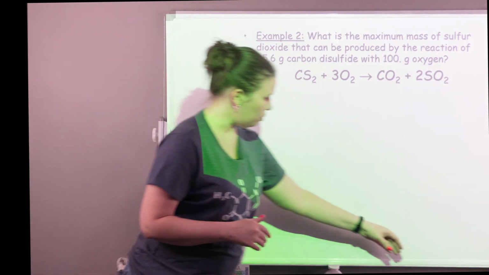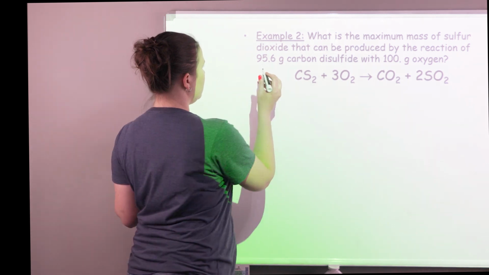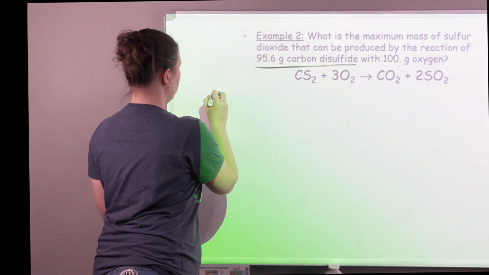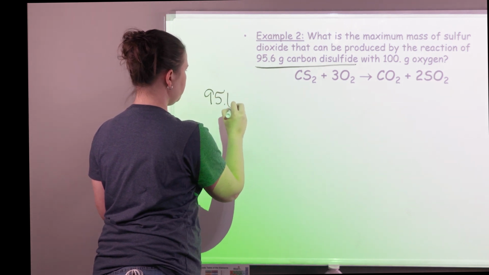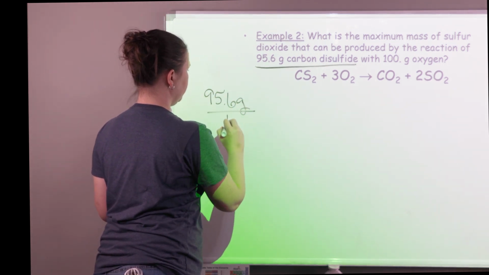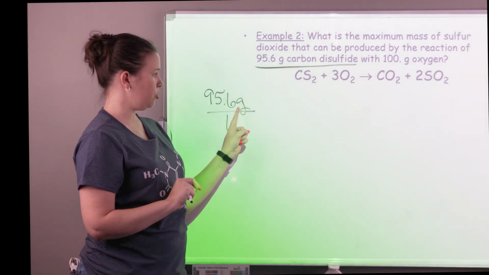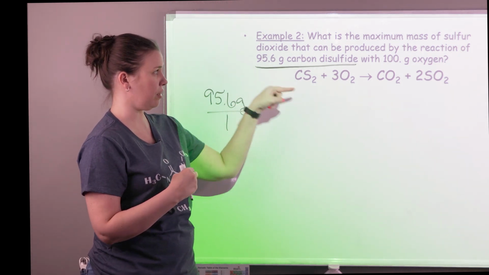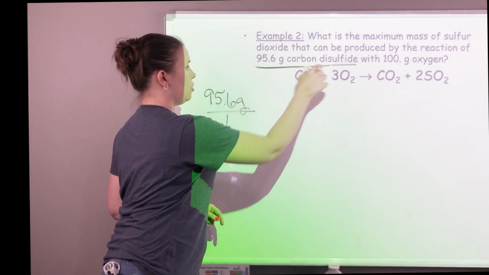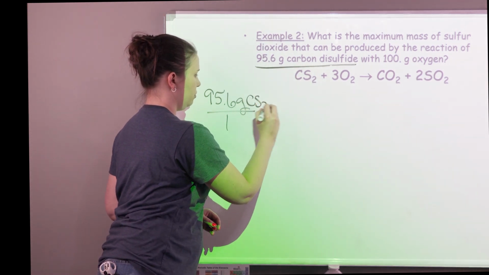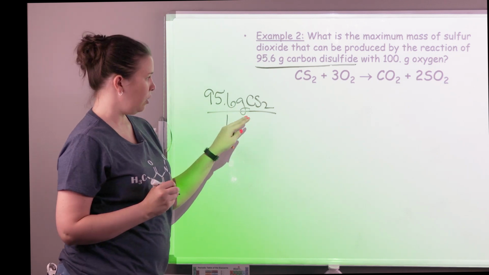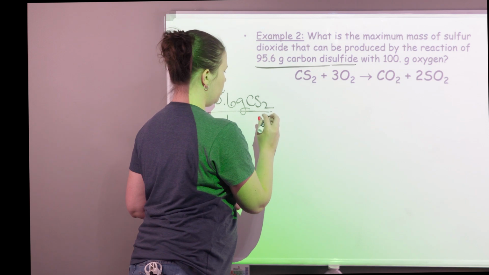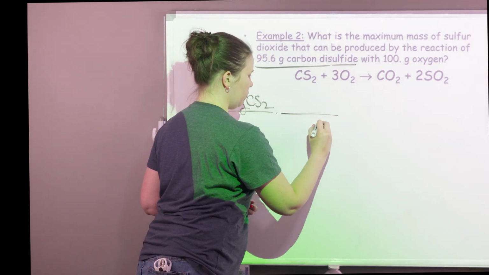So I'm just going to start with the first one they gave us, which is the 95.6 grams of carbon disulfide. So I'm going to write that as my given over 1. But the difference with stoichiometry is you can't just use gram or mole. You also have to say of what, because notice how we have all these different substances involved. So it's the carbon disulfide, or CS2, that I'm starting with. That entire unit, gram and the substance, is going to go into the denominator of my next conversion factor.